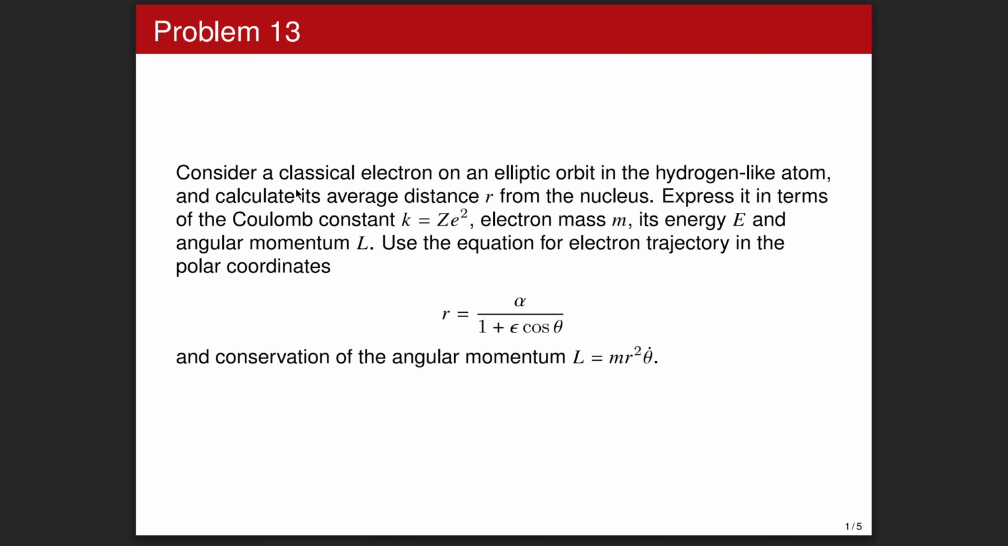Okay, so we have a classical electron on an elliptic orbit in a hydrogen-like atom, and we are supposed to calculate its average distance from the nucleus, and we need to express this average distance in terms of the Coulomb constant, electronic mass, and its energy and the angular momentum. And we are bound to use the equation of orbit for an electron in polar coordinates, and we will use conservation of angular momentum as well.